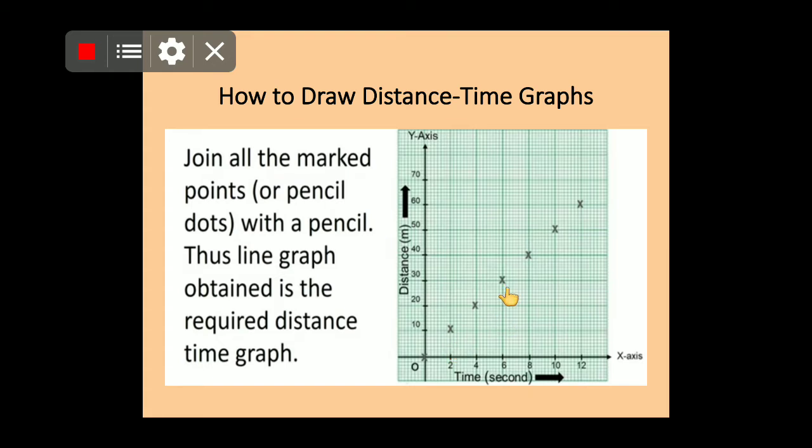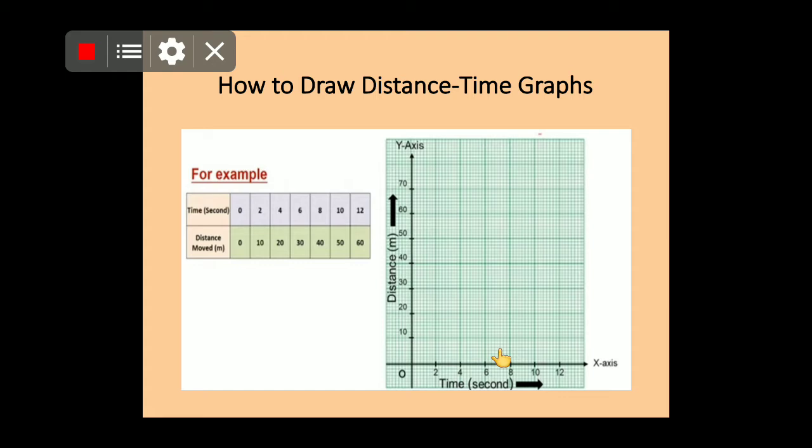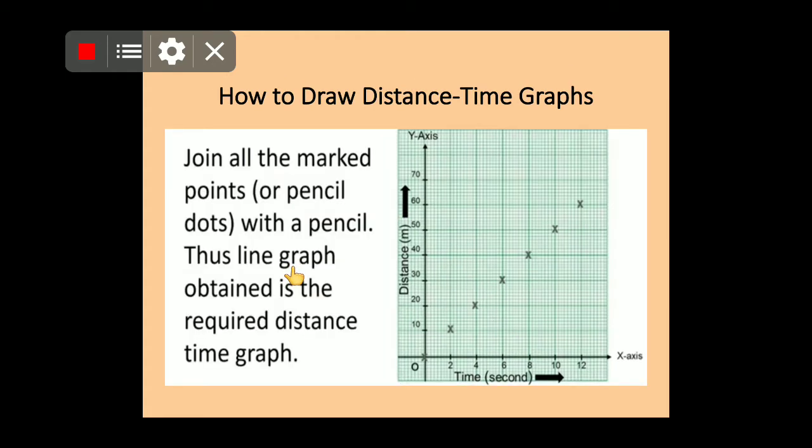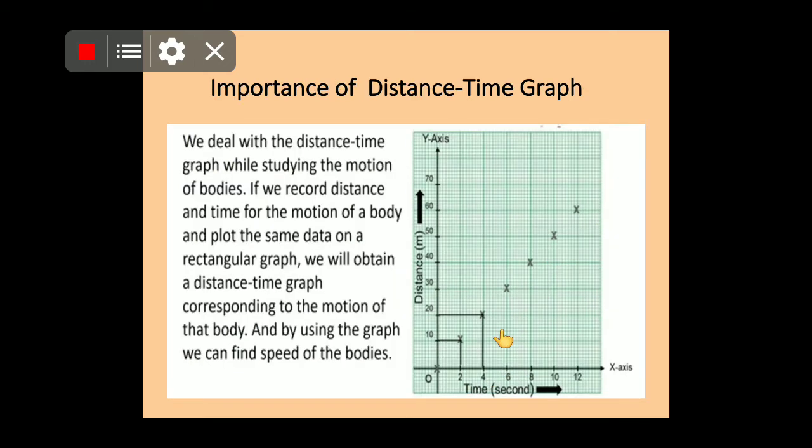So like, at 4 seconds the distance covered is 20 meters. Similarly, I have marked the cross and then join all the marks with a pencil, and then you will observe a straight line.